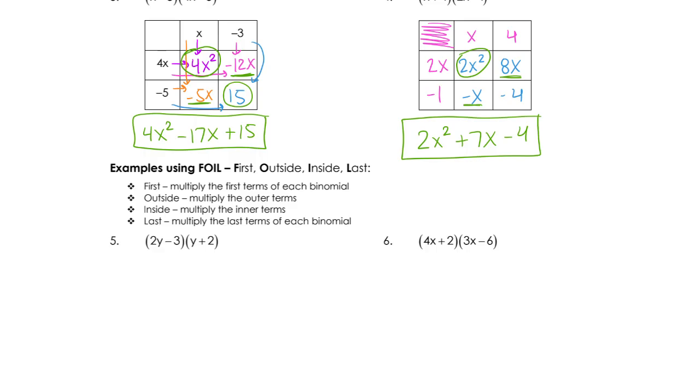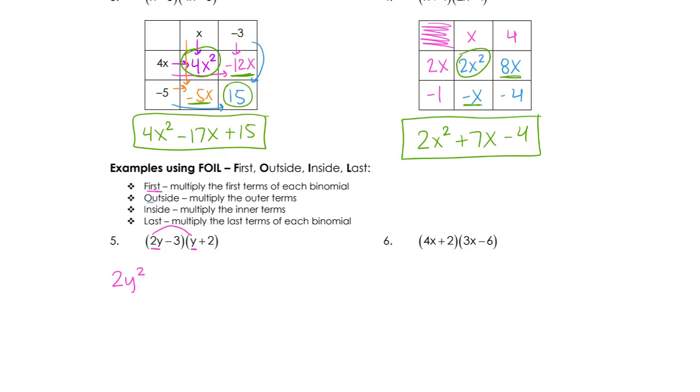Moving on here, going to FOIL. So again, like I was saying, this does stand for something: first, outside, inside, last. I will tell you, FOIL is a faster version of the first 2 problems that we did. It's just not showing that first step. So basically what we're doing here is when we do first, it says multiply the first terms of each binomial. So the first term in the first binomial is 2y. The first term in the second binomial is y. So then I have 2y times y would give me 2y squared.